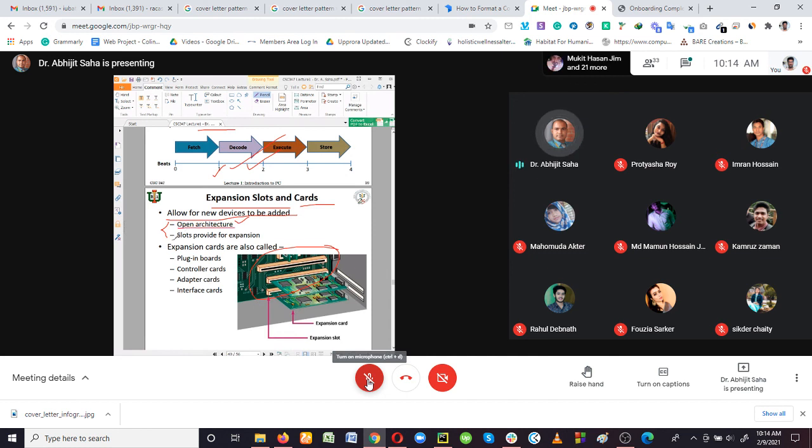So slots are provided for expansions, as I already explained. We are having the different slots, and there are different types of cards that we call the expansion cards that are going to be installed onto the slots. It is telling that expansion cards are also called plugin boards, controller cards, adapter cards, interface cards. So this is another name for the expansion cards. It can be called by any name.